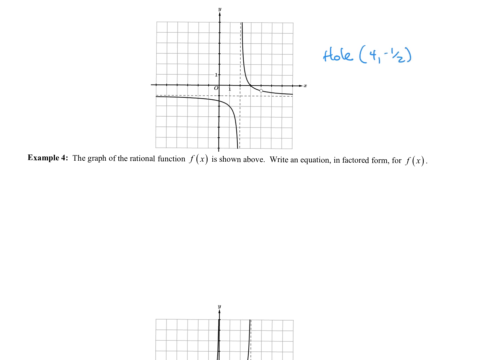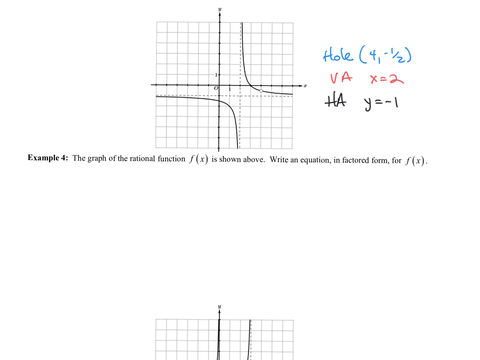-1/2, right? So there's a hole at 4 comma -1/2. Cool. Anything else we notice? We should notice multiple other things. There's asymptotes. Where's my vertical asymptote? X equals 2. Awesome. And do we notice anything else? There's a horizontal asymptote. Where's there a horizontal asymptote? At y equals -1. All right, those are the things we should notice. And now we're going to start dealing with them.